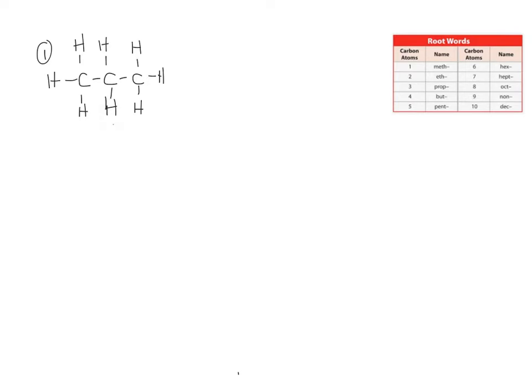Okay, we'll do a couple of examples. This here has 3 carbons and is saturated, so it's an alkane. Look in your root word table until it's memorized. 3 carbons is prop. So this compound is propane. No side groups.